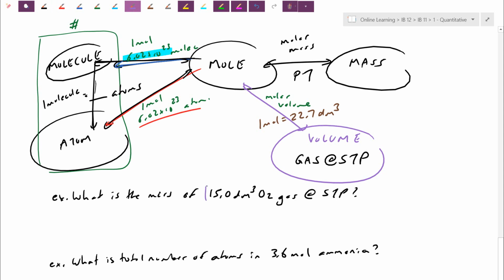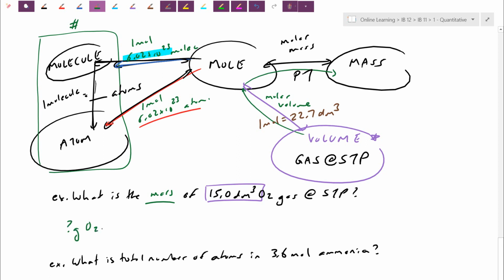The only number given currently is 15 decimeter cube. Decimeter cube is a measure of volume, so I'm starting here. What they're interested in here is the mass. They want to know the grams. So to convert over to mass, I need to first do a fraction. Let's get back to moles, and then let's go through mass.